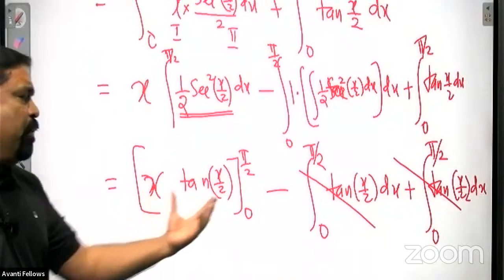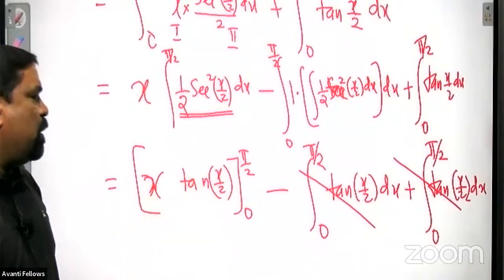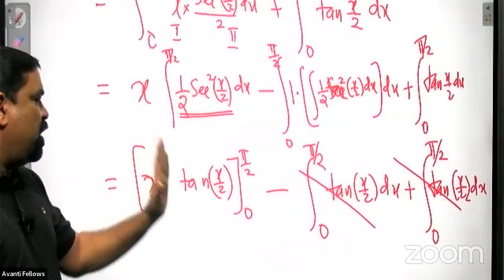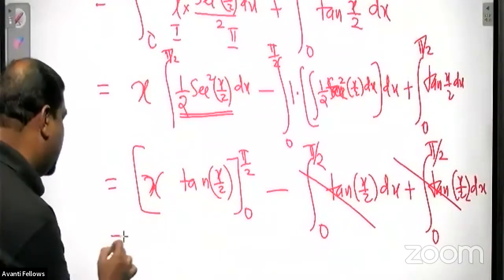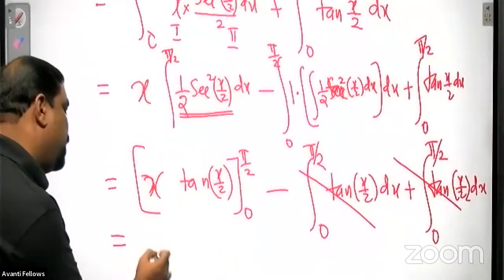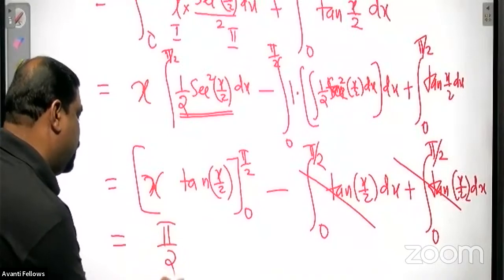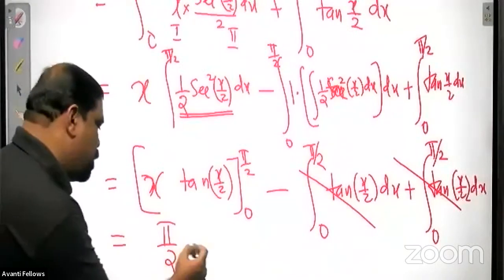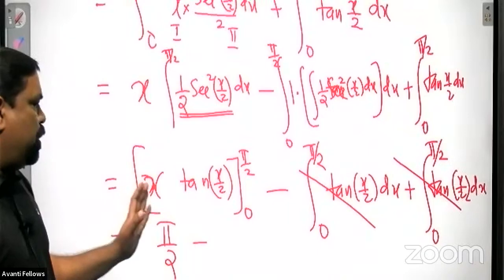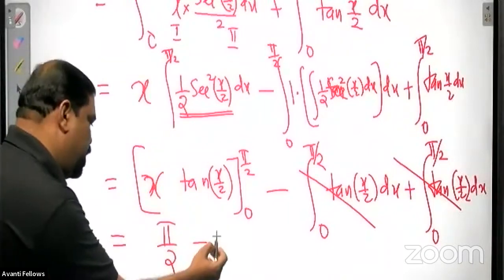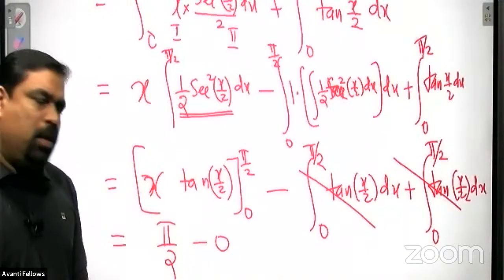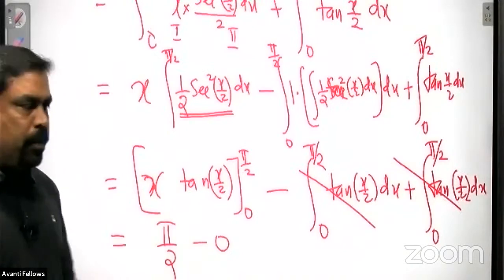So that can be easily evaluated. Put the upper limit: pi by 2 into tan pi by 4, which means pi by 2. Minus the lower limit: 0 into tan 0 means 0 only. So pi by 2 minus 0. So the answer is pi by 2.